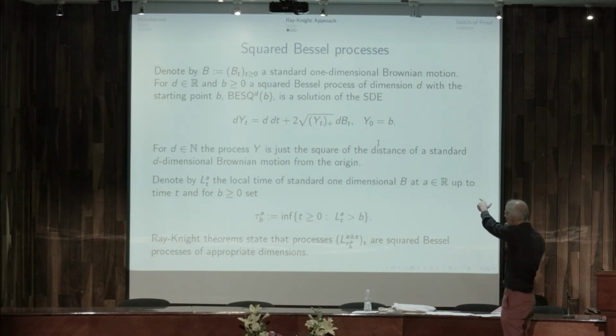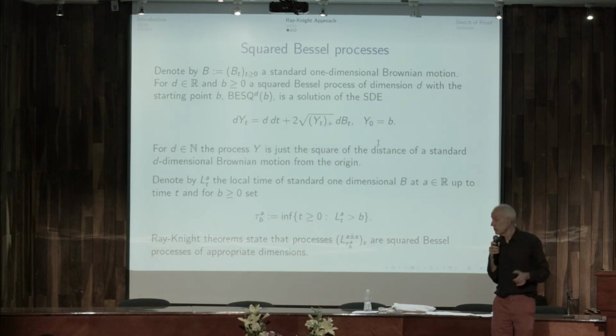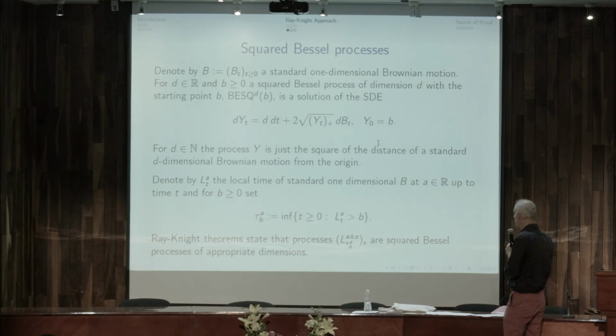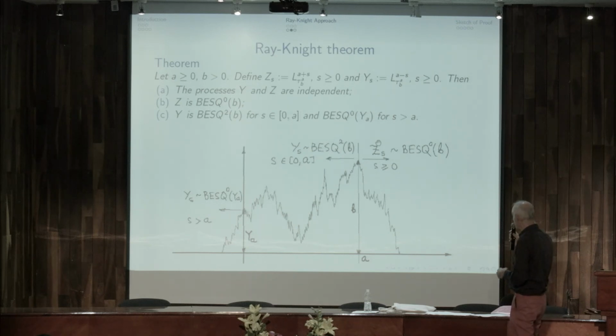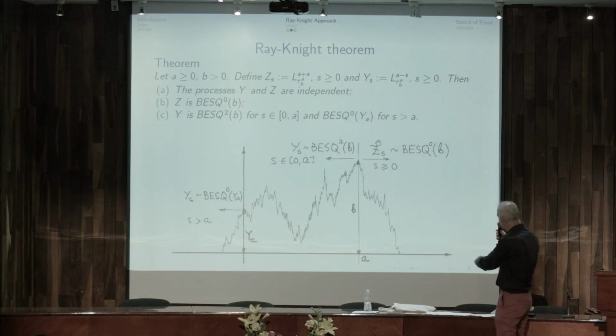If d is an integer, this is just Ito's formula for the square of a d-dimensional Brownian motion. And what we can say now is, if you have just an ordinary Brownian motion, a single one-dimensional Brownian motion taking negative values, it's not a square. If you look at the time at which the local time for this Brownian motion at the site A is bigger than B, we have that the local times at this point satisfy the following.